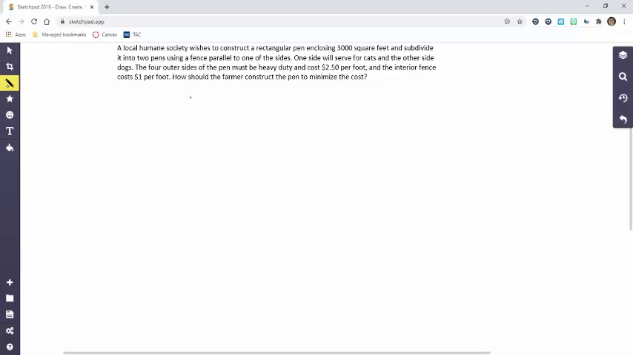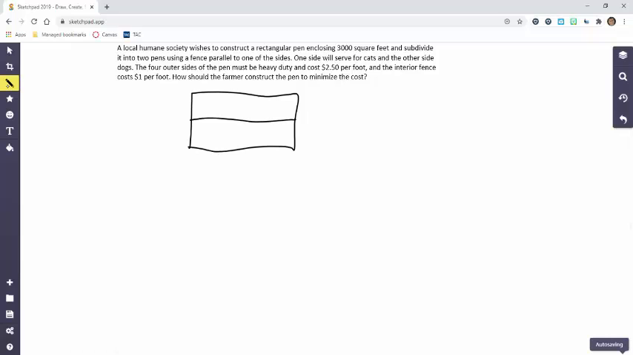So we're going to start with the picture. So we've got this fence here, and we're going to subdivide it into two pieces by making three sides parallel and two sides parallel. So I'm going to go ahead and call the three parallel sides X, just to give them a label. Again, what we call this is not important. And then the two parallel sides on the other end, I'm going to go ahead and call Y. Again, just giving it a name. Now we are minimizing cost. So let's go ahead and write our cost equation.